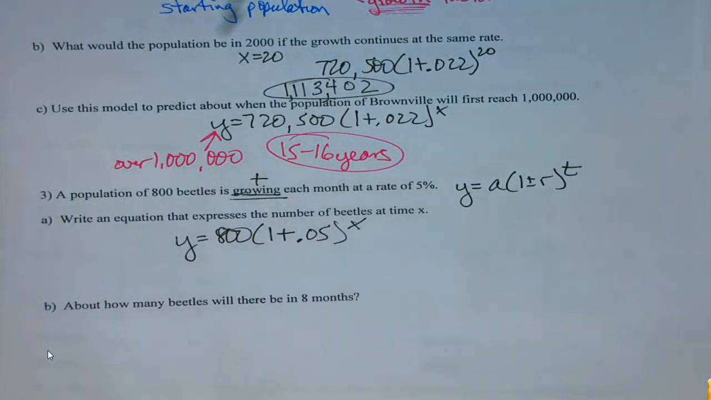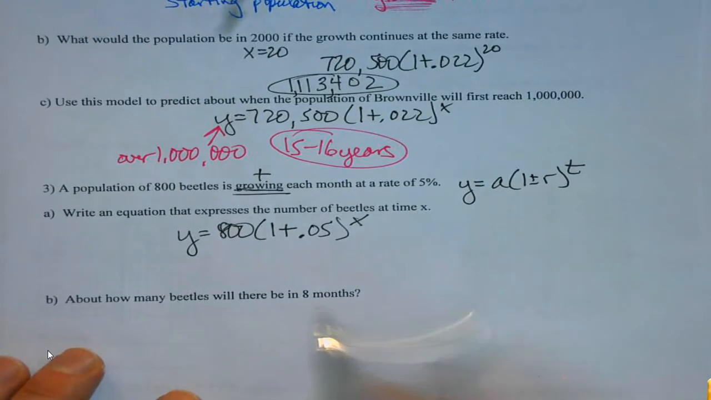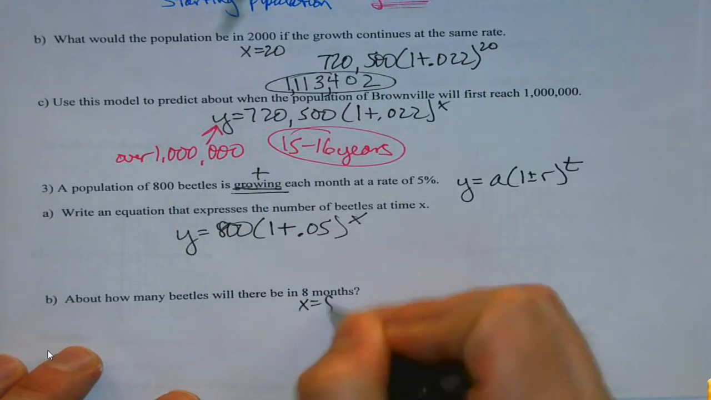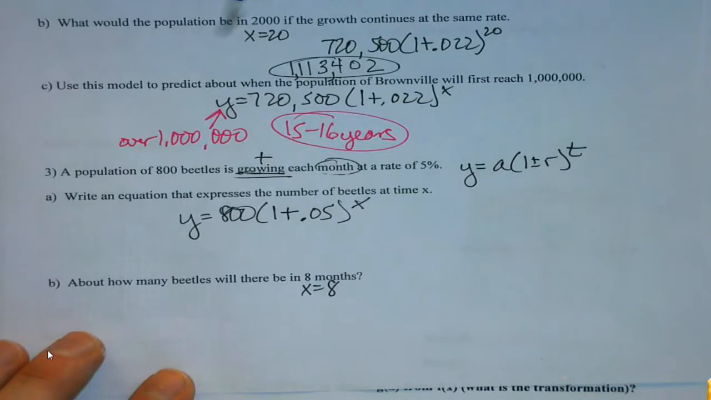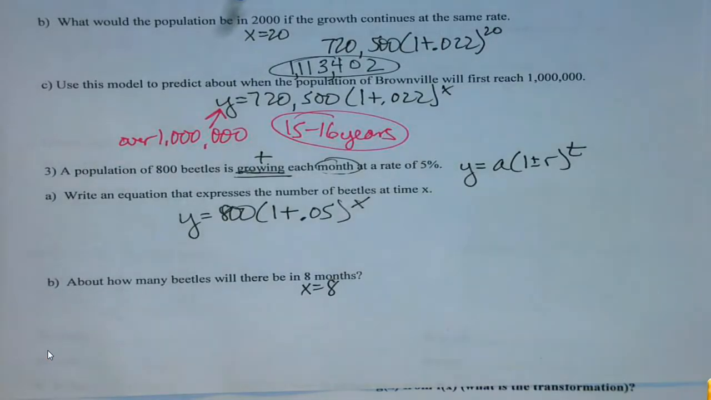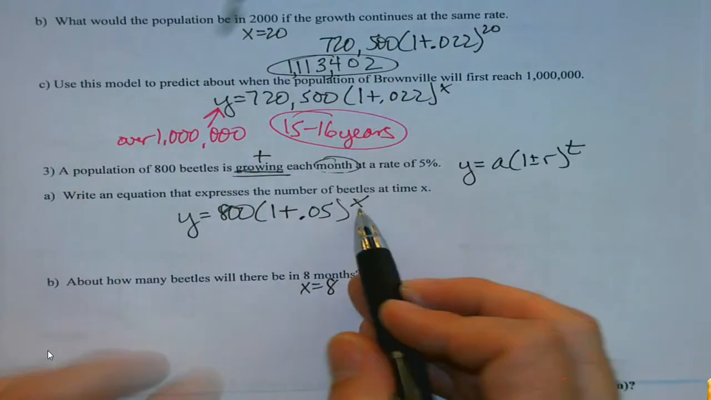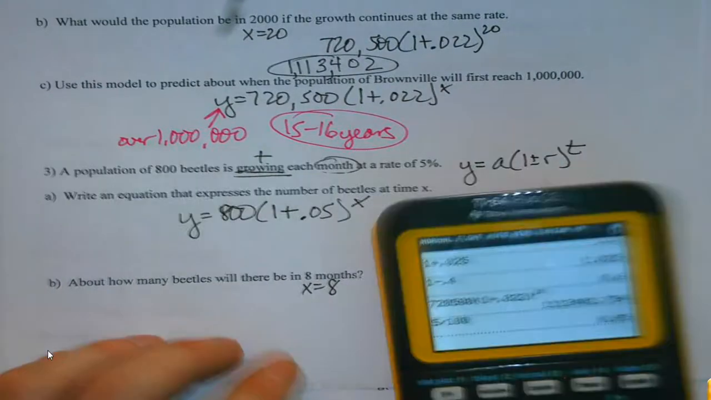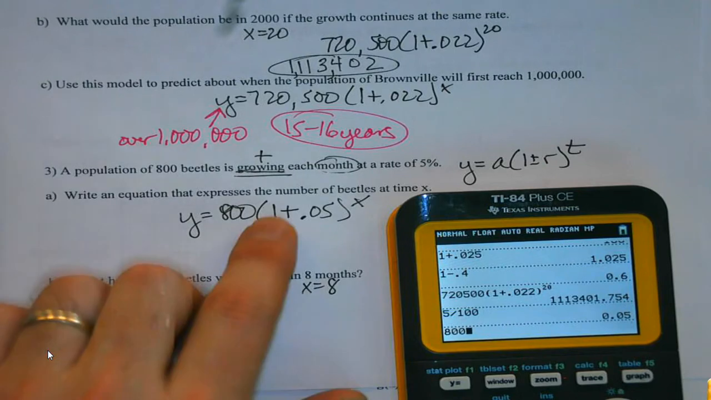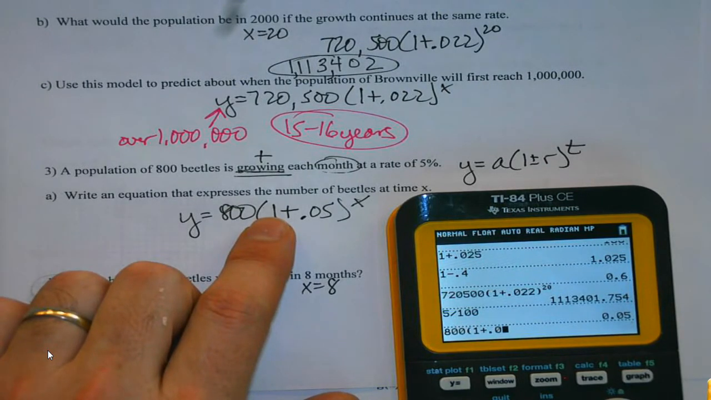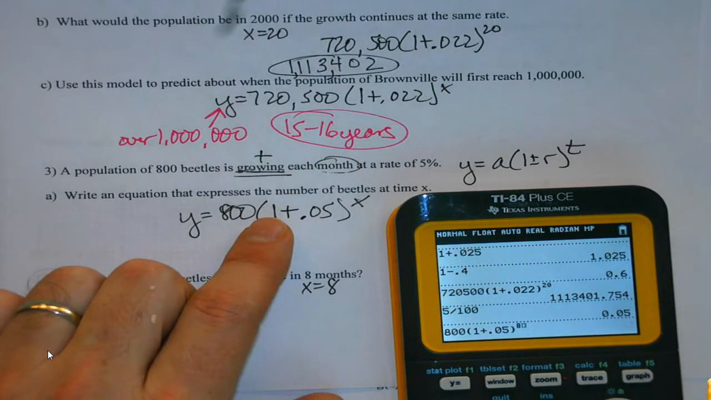X is fine, T is fine, whatever you put there. About how many beetles will there be in 8 months? Okay, since my problem is growing by months and not years, I don't have to make any conversions. So I'm just going to plug an 8 in there for my X. And again, you can do that in the y equals and scroll. Or since there's only one value I'm looking for, I can go ahead and just type it into my calculator.